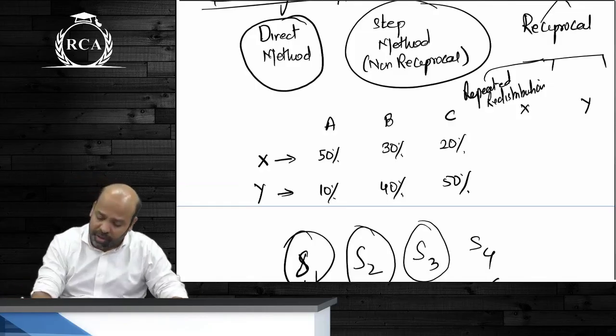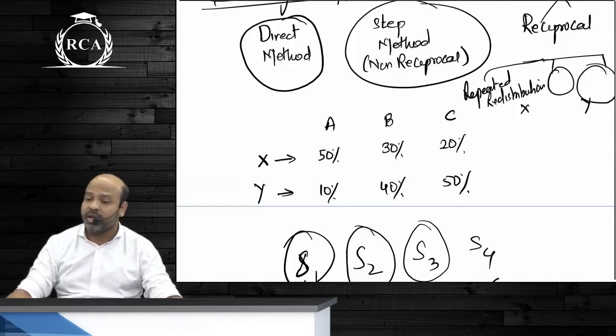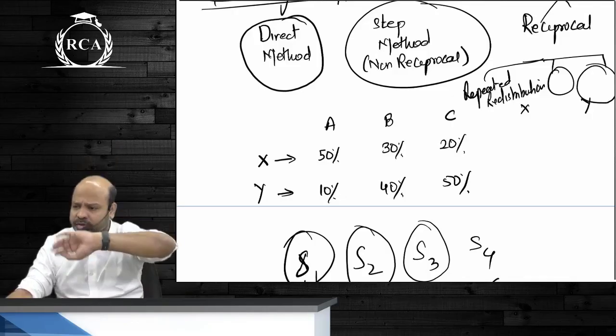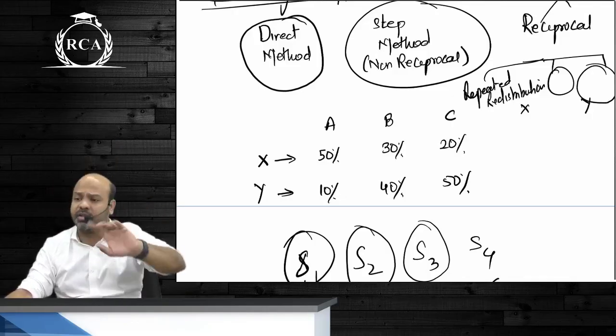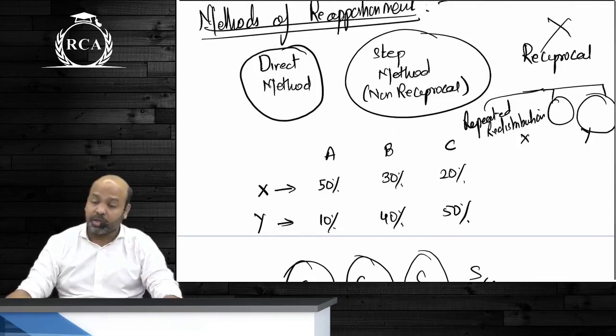Its modified form is the simultaneous equation and trial and error method. What is that? I will tell you. It means nothing, same thing. Instead of presenting it in the form of a statement, we'll present it in the form of an equation. The answer is going to be the same. The answer is not going to change. All right. Are we all clear about methods of reapportionment?